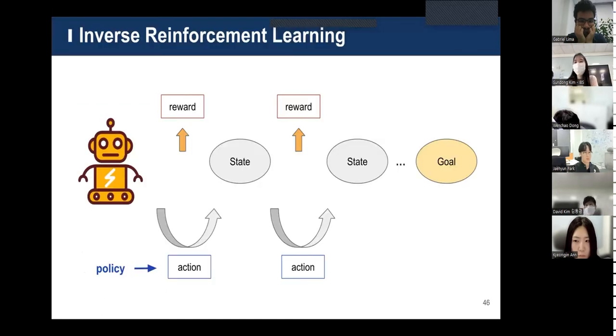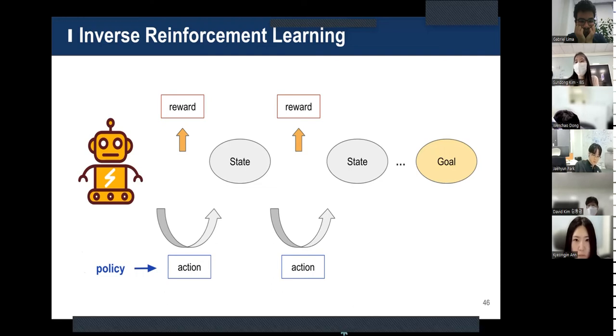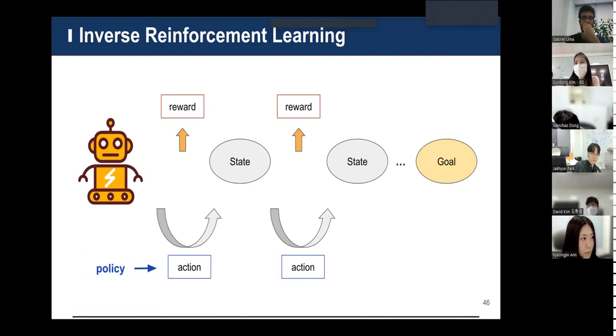So one of the approaches is inverse reinforcement learning. When an agent is trying to reach a goal state, it will do a sequence of actions that will change the state and ultimately reach the goal. During the process, we can give reward to the agent, indicating whether the action is optimal. Through these rewards, the agent will be able to form an optimal policy deciding its actions. We call this process reinforcement learning.